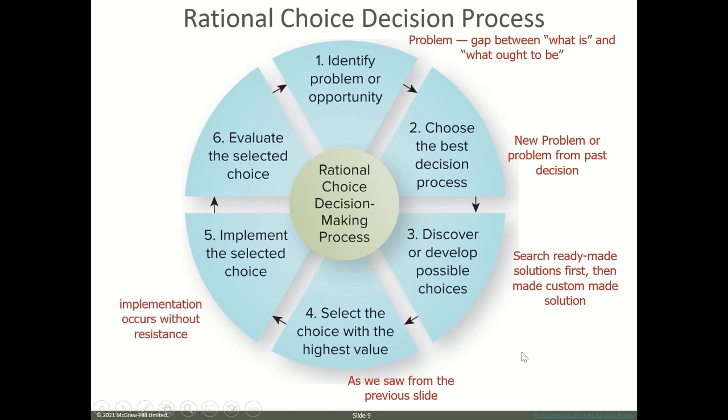The next step is to implement the selected choice. Whatever choice we have selected, we are going to implement it without any stoppage, without any problem, without any resistance. Once the fifth step is over, the sixth one is to evaluate the selected choice. In this case, we check whether the gap between what is and what ought to be has narrowed, meaning decreased or not. This needs to be calculated in this total process.